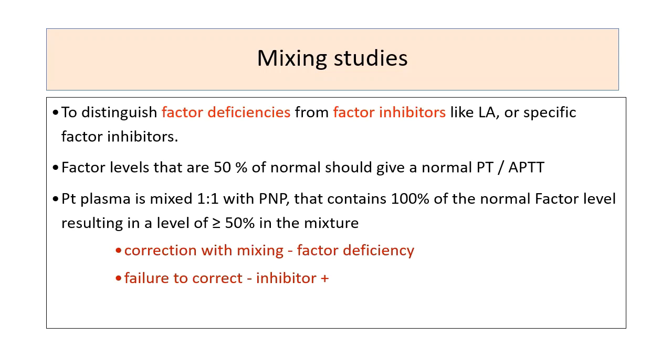It is done to distinguish factor deficiency from factor inhibitors like lupus anticoagulant or specific factor inhibitors. The principle is that factor levels that are 50% of normal should be able to give us a normal PT and APTT. So the patient plasma is mixed in a 1:1 ratio with pooled normal plasma that has 100% of normal factor levels, resulting in a level of at least 50% in the mixture. Correcting with mixing would mean factor deficiency, and failure to correct would mean that there is an inhibitor which is also inhibiting this normal 50% that is present in the pooled normal plasma.